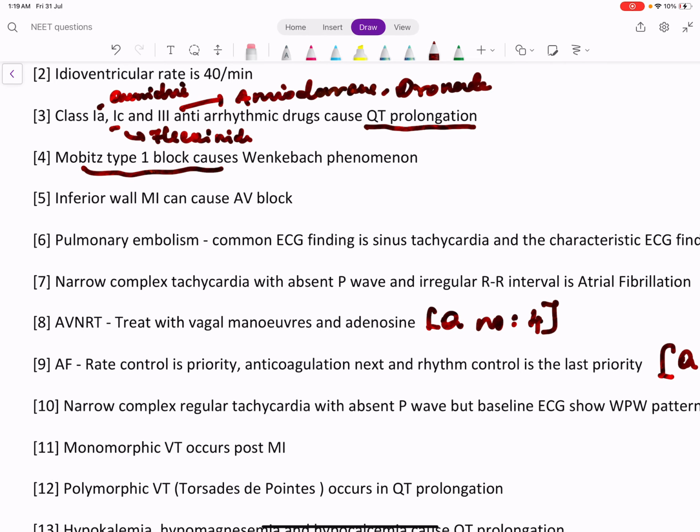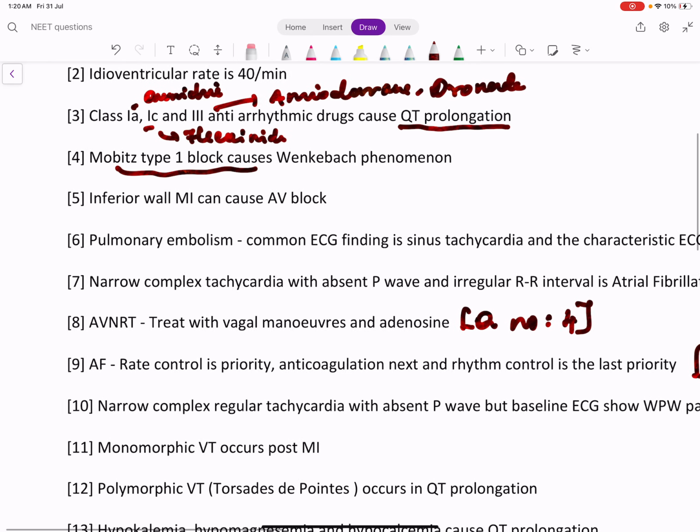Inferior wall MI can cause AV block because the inferior wall is supplied by the right coronary artery. The right coronary artery also supplies the right ventricle and right atrium. Also, the SA node is supplied by a branch from the right coronary artery. So, inferior wall MI is usually associated with right ventricular wall MI, posterior wall MI and conduction disturbances.